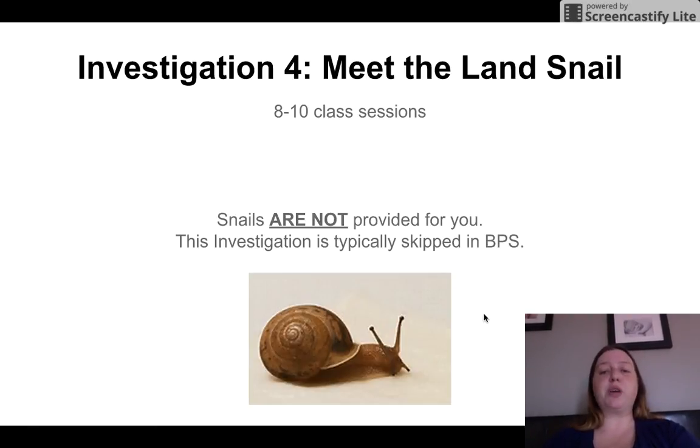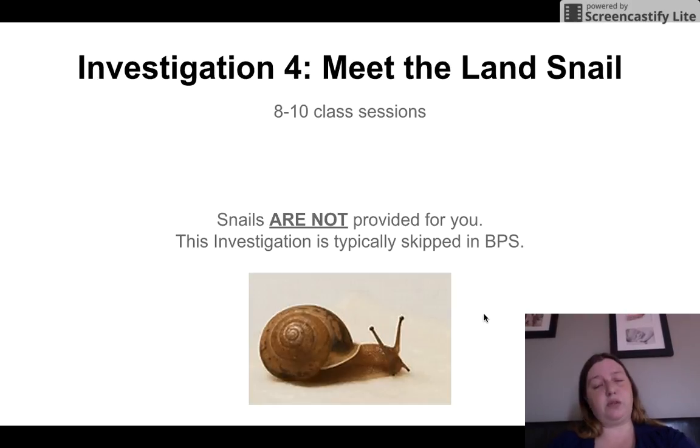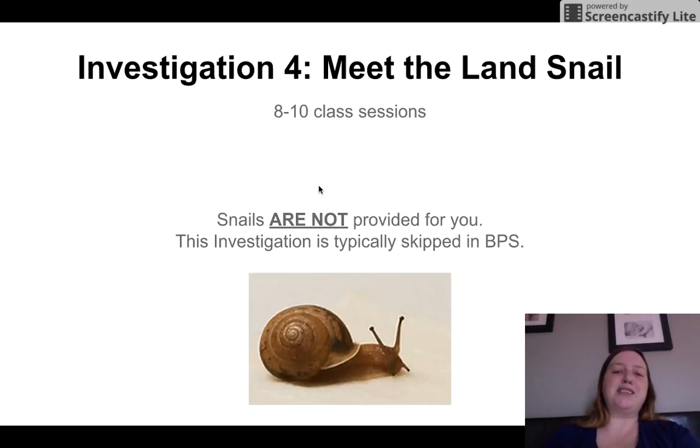My name is Ashley McKenzie, and I'm going to be going over Investigation 4, Meet the Land Snail. Now again, land snails are not mailed to Massachusetts schools, along with many other states, for reasons of invasive species. They eat out what's supposed to be here, they multiply rapidly, and they're not something that we want around. Well, some people might. Anyways, 8 to 10 class sessions.